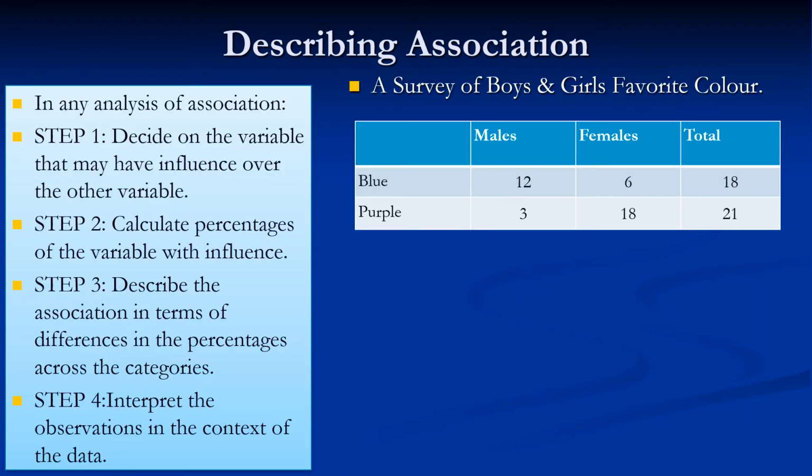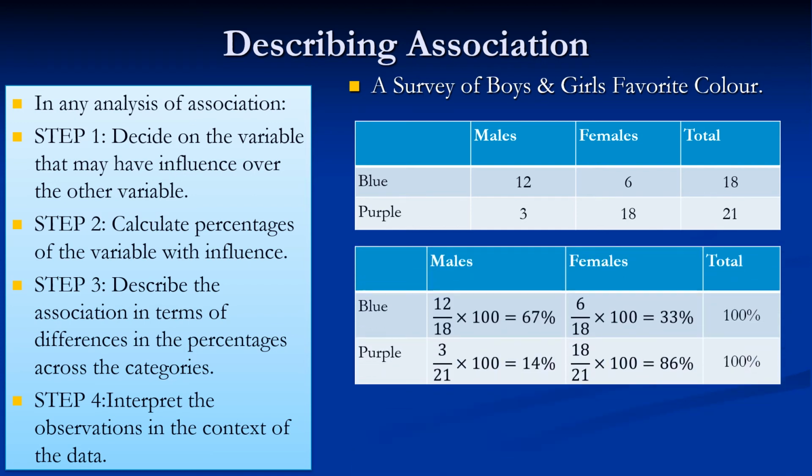Now, if we want to describe an association, we're first of all going to analyse some data. So we've got to decide on the variable that may have influence over another. So we've got gender and favourite colour here. So we're going to then calculate the percentages of the variable with the influence. Then we'll describe the association in terms of differences in the percentages across the categories, and then interpret the observations in the context of the data. So what do we got here? We've got 18 and 21, so we've got 39 students here surveyed for their favourite colour.